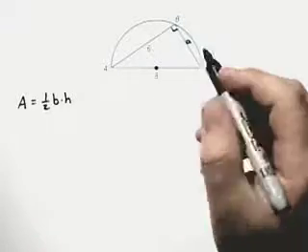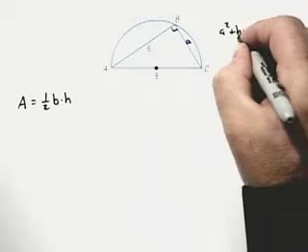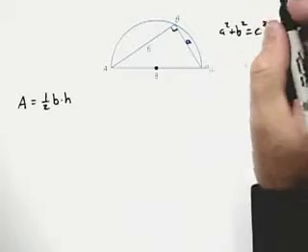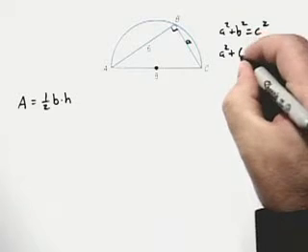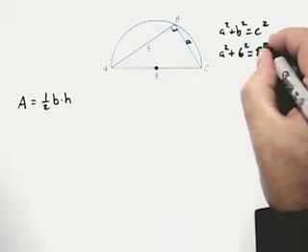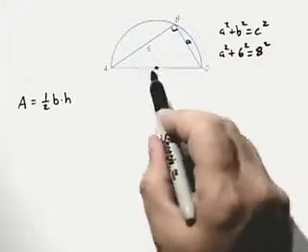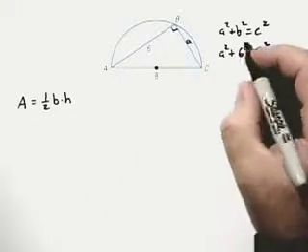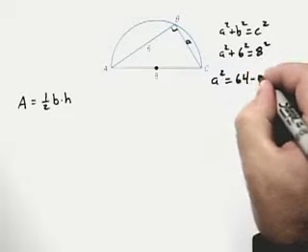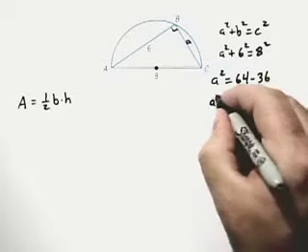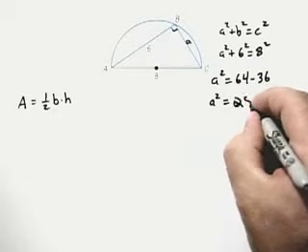And in our right triangle, the base would be the length of side A, and the height will be 6 units. So using the Pythagorean theorem, a squared plus b squared equals c squared, we'll have a squared plus 6 squared equals 8 squared. Since the diameter of the semicircle makes up the hypotenuse of our right triangle, this gives us that a squared will equal 64 minus 36, or a squared is equal to 28.